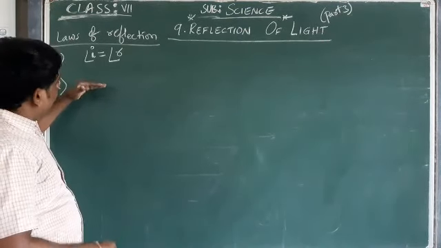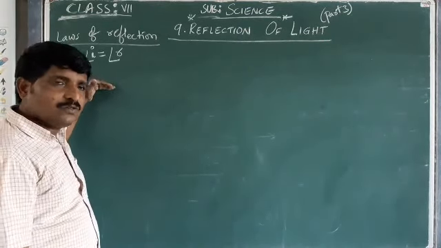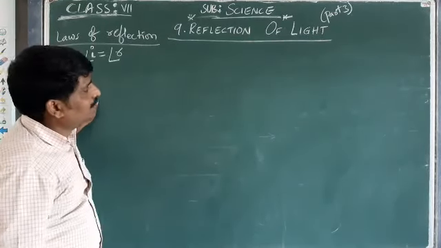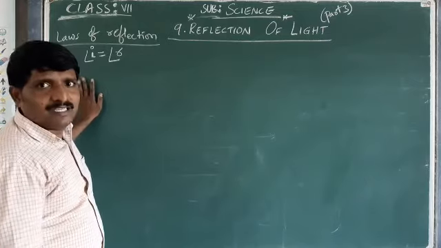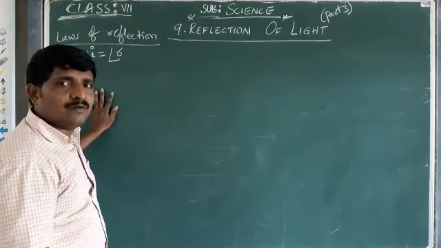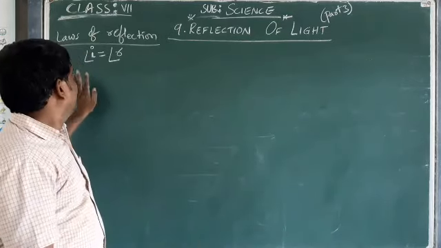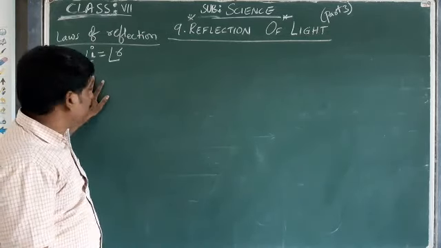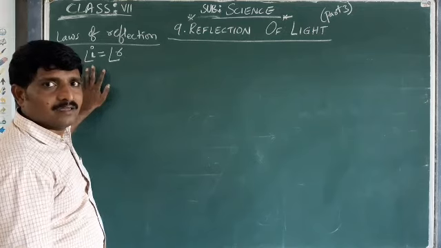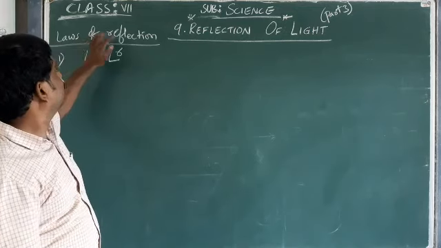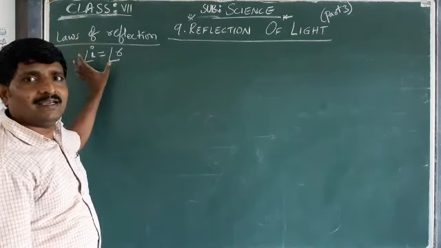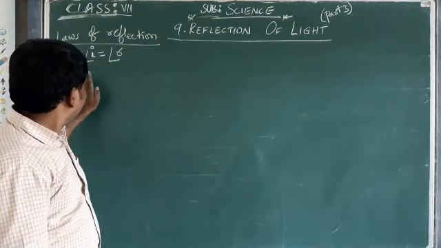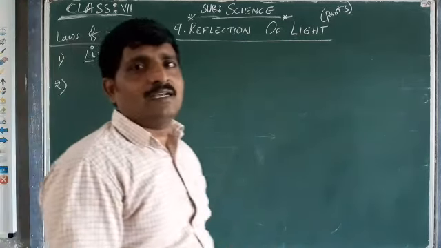We have two laws. In order to understand the second one, we have to perform some activities and discuss some content which is going to be helpful to explain it. The first law is angle i is equal to angle r, angle of incidence is equal to angle of reflection. For the second one, we have to conduct some activities.